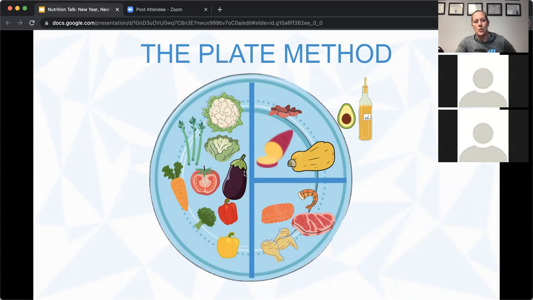Simple way to start this is just reshaping your plate with the plate method. Half of your plate, non-starchy veggies, quarter plate lean protein, quarter plate starchy carbs, and a mindful amount of healthy fat.